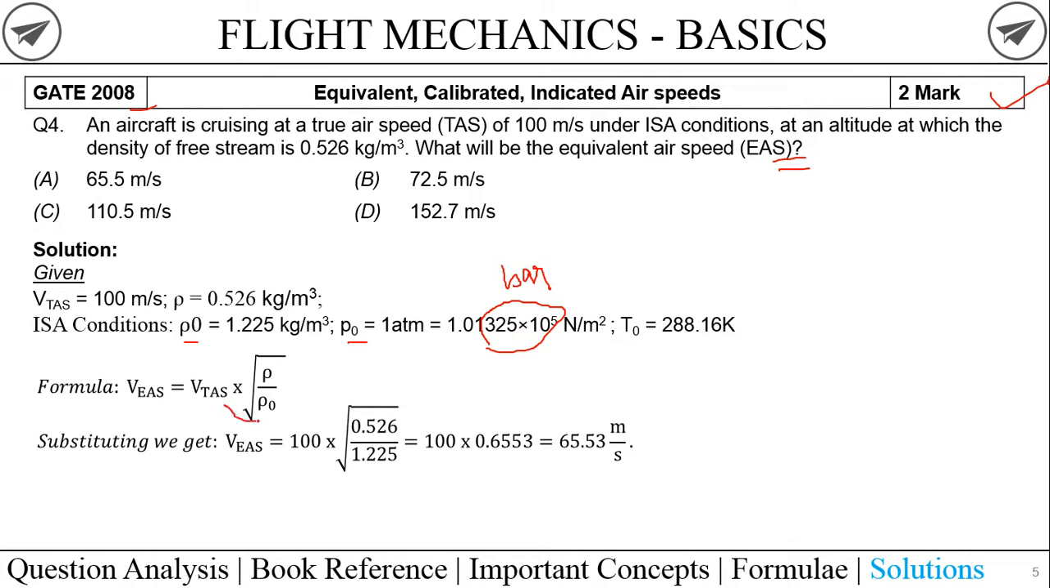Now substituting in the values, we can obtain the answer as 65.53 meter per second. Now here we can see it is a multiple choice question. So we can write down the answer. The option which matches 65.53 is 65.5. So the answer must be A. Let's check the answer key. As the answer key mentions, A is the right answer, 65.5 meter per second.